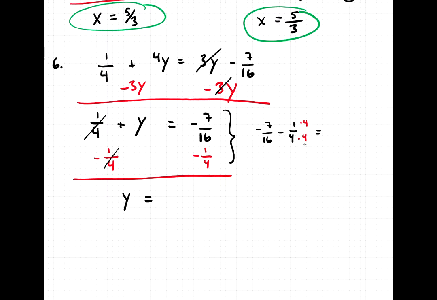All right, so that will change that second fraction. So we have a negative 7 over 16 minus, so this 1 over 4, if we multiply by 4 over 4, we'll have a 4 over 16. And now we have a common denominator, so we can subtract negative 7 minus 4, so it's becoming more negative. That will give us a negative 11 on top, 16 on the bottom.